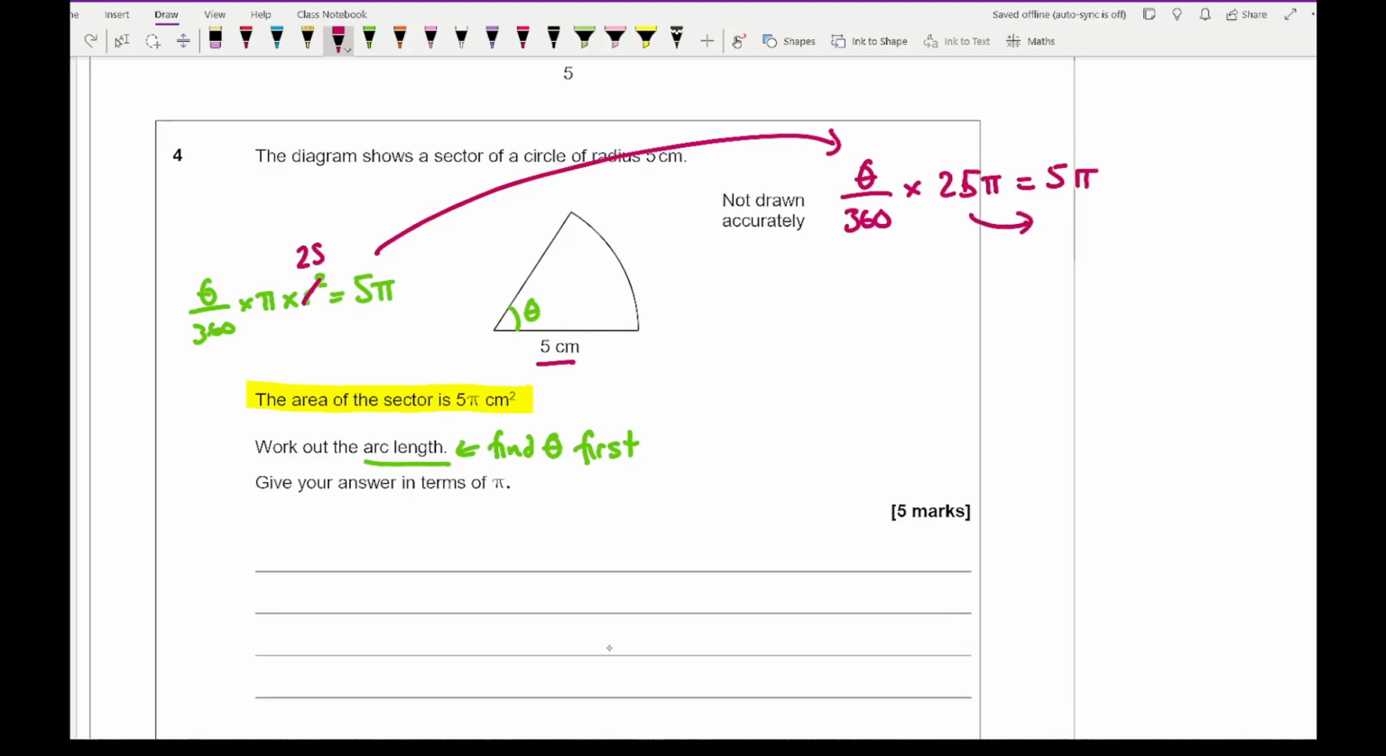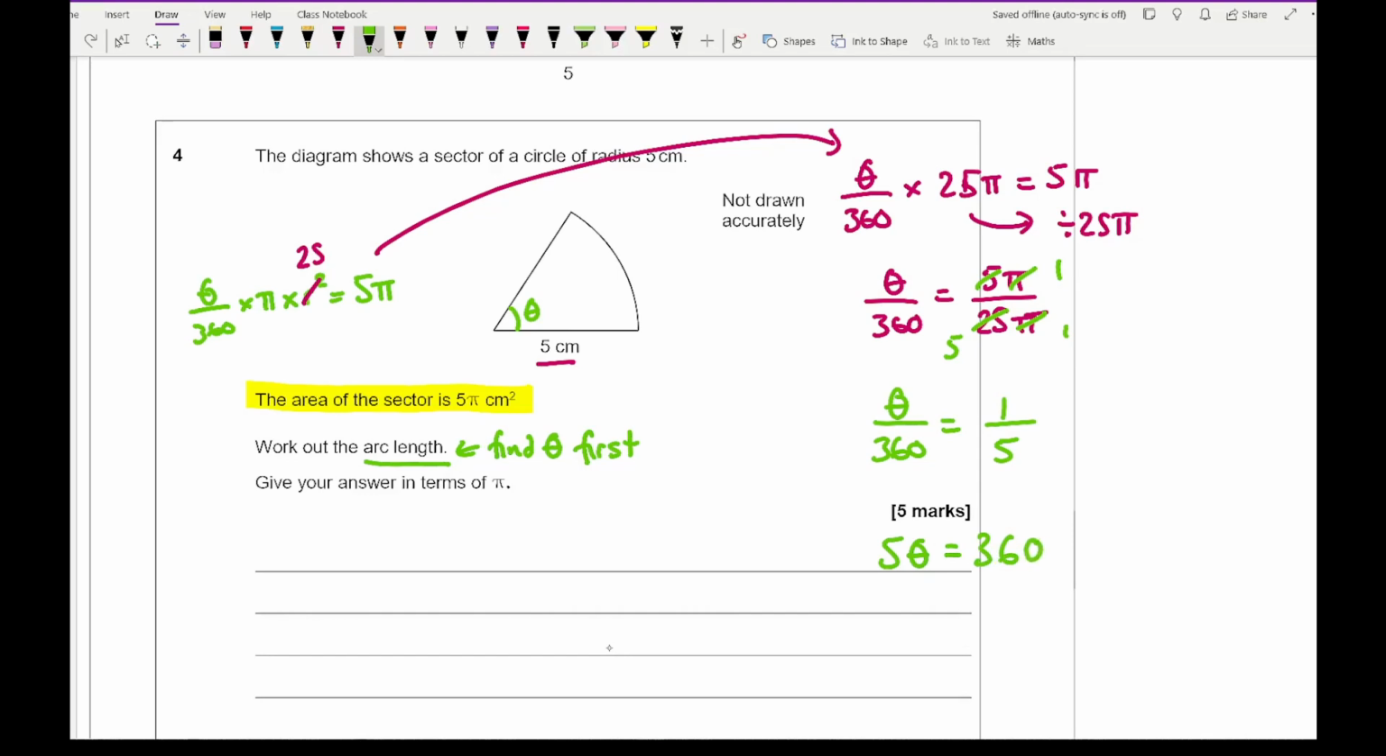Now if I take the 25 pi over to the side, I end up with theta over 360 equals 5 pi divided by 25 pi. Then from this I can cancel the 5 and I can cancel the pi. So all that's left is theta over 360 equals 1/5. Then if I cross multiply, I end up with 5 theta equals 360, so theta equals 72.